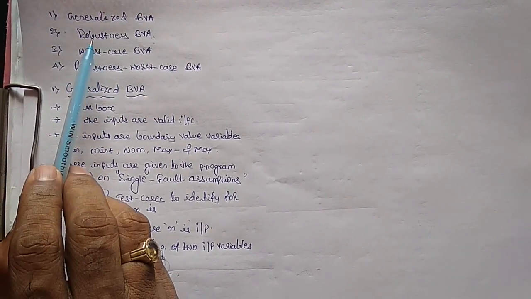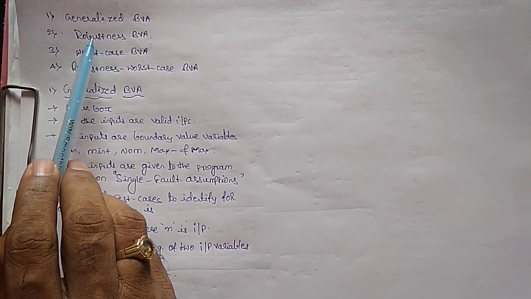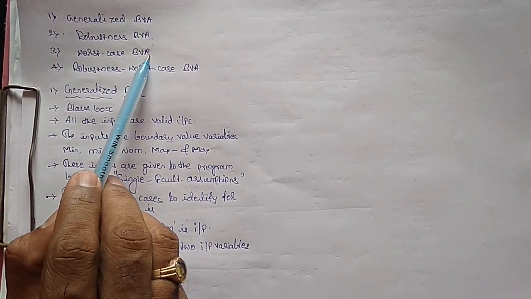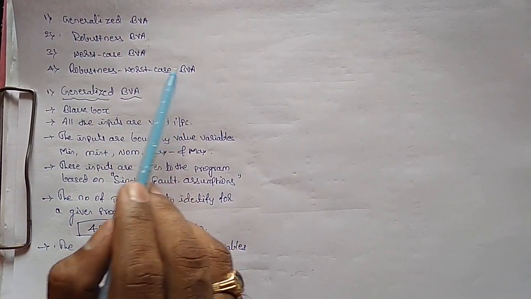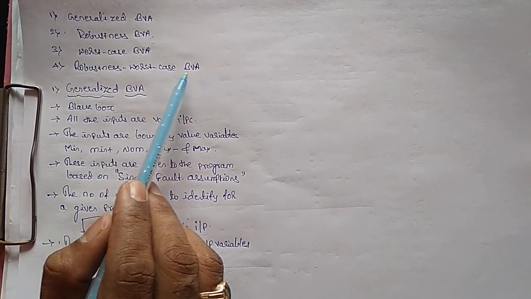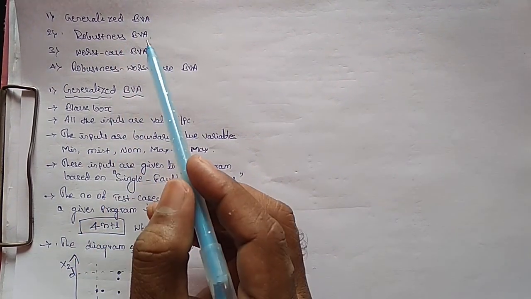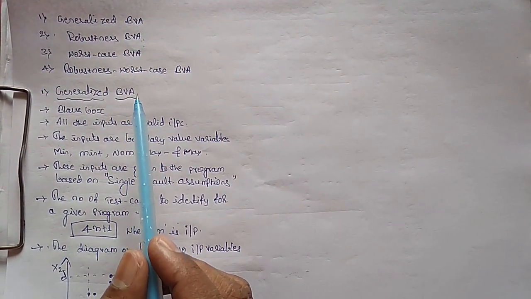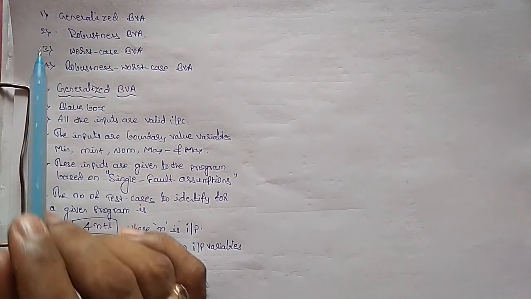And the last one is the combination of these two, that is robustness boundary value analysis method and worst case boundary value analysis method. This is the last one, robust worst case boundary value analysis method. In this video we are going to learn all these classifications of the BVA or boundary value analysis method.